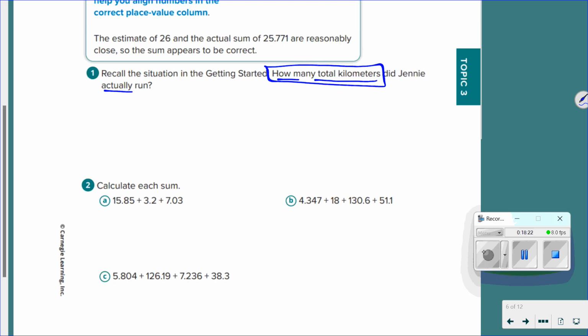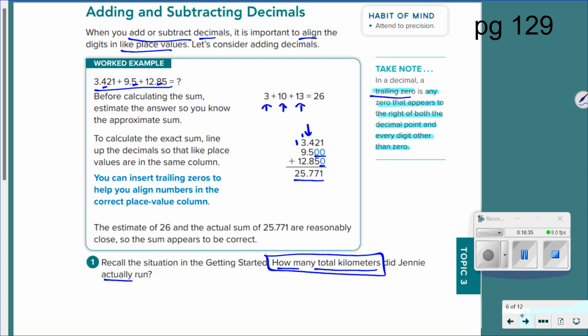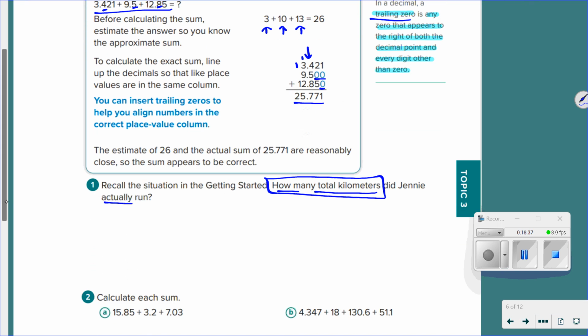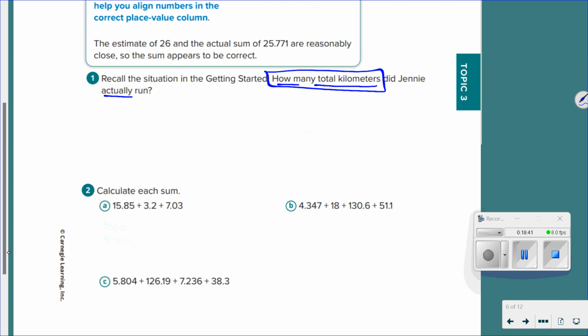Okay, I told you whenever he was giving you directions to go back to page 128 and use the numbers they gave you for Jenny's running. So let's look at those numbers. Who can tell me what the first number was for Monday?